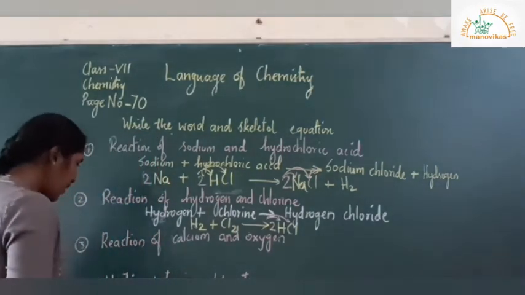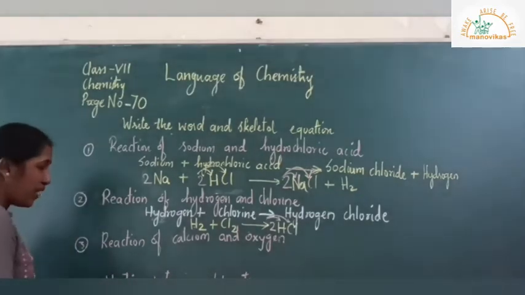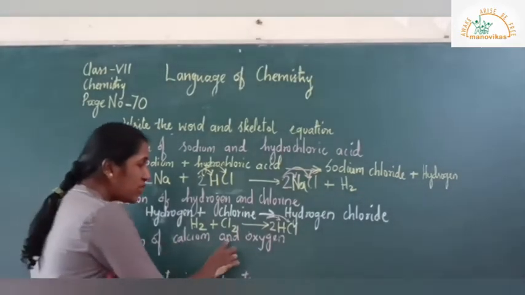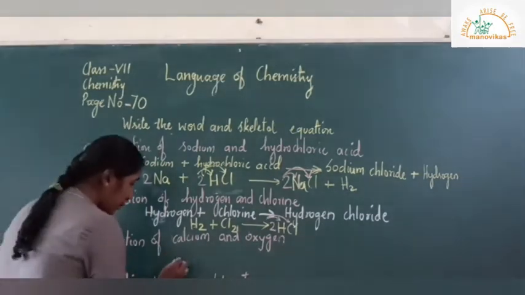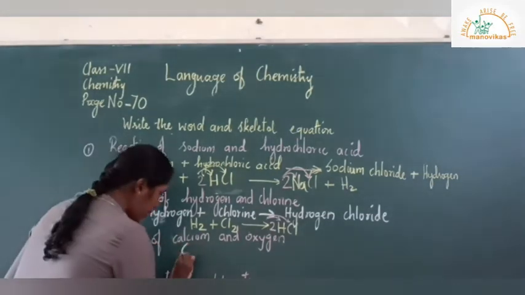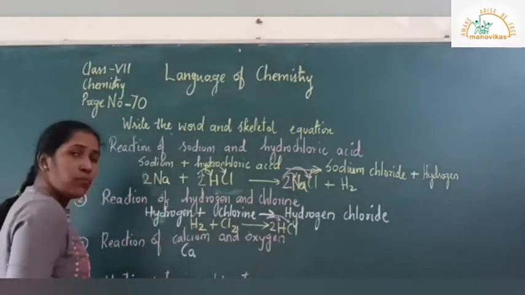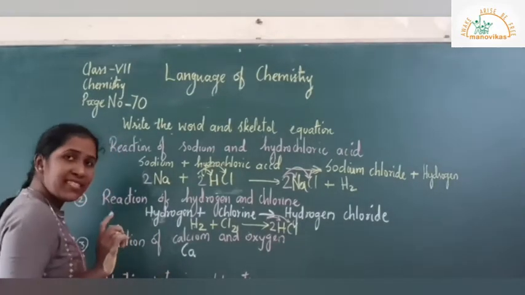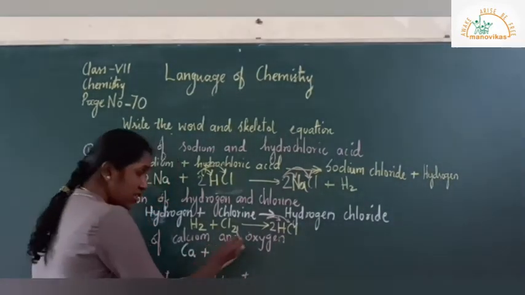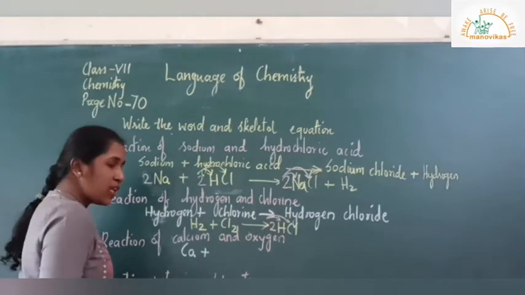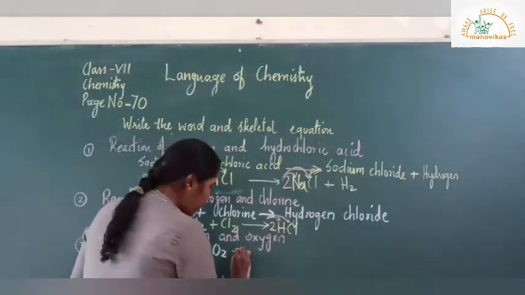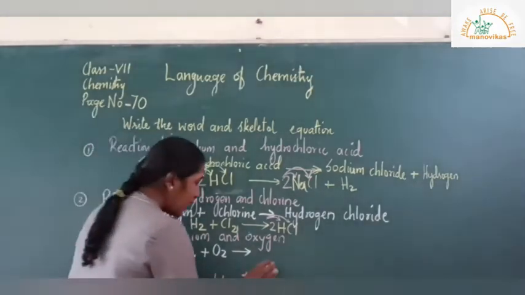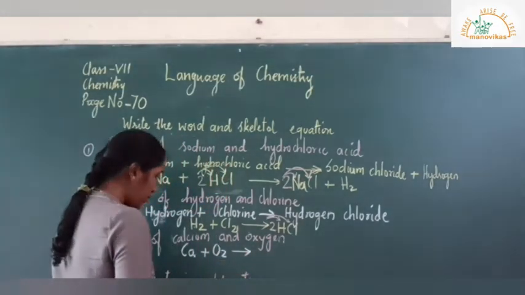Okay. Let's solve the third one. Reaction of calcium and oxygen. So I'll just write calcium. Calcium is a monoatomic molecule, so it is just Ca, plus oxygen. It is a diatomic molecule, so we have to write it as O2. What we will get is calcium oxide.